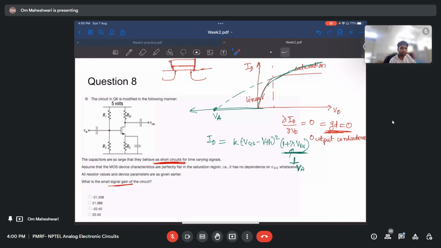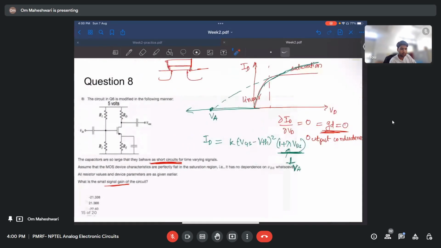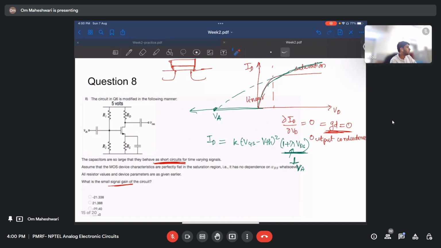Got it. Sir, I have a doubt, sir. Yes. How to answer this question? What is a small signal? What is the better way of defining this small signal?